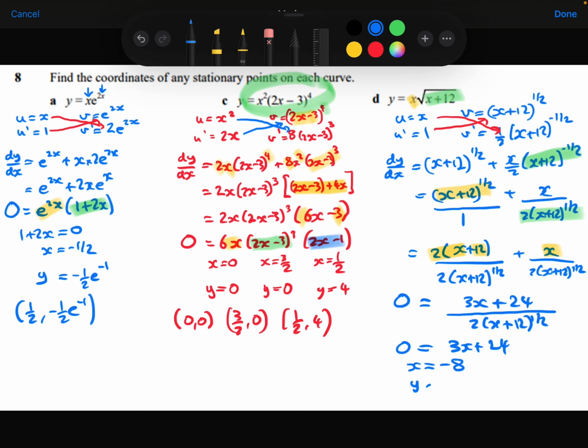And for the y coordinate, if I take that minus 8 and substitute it back into this original function, so minus 8 times the square root of minus 8 plus 12 gives me minus 16. So that's the coordinate of the stationary point on y equals x times the square root of x plus 12.